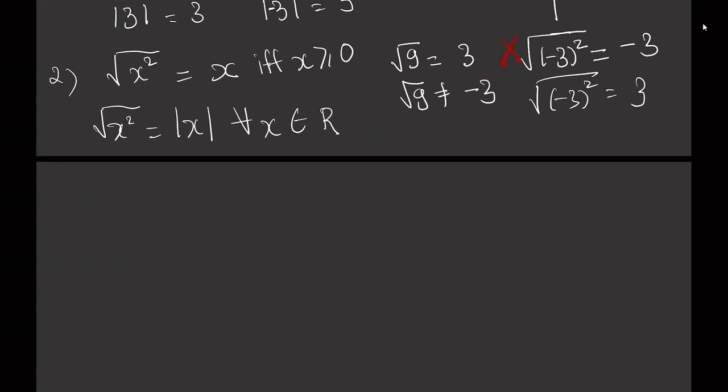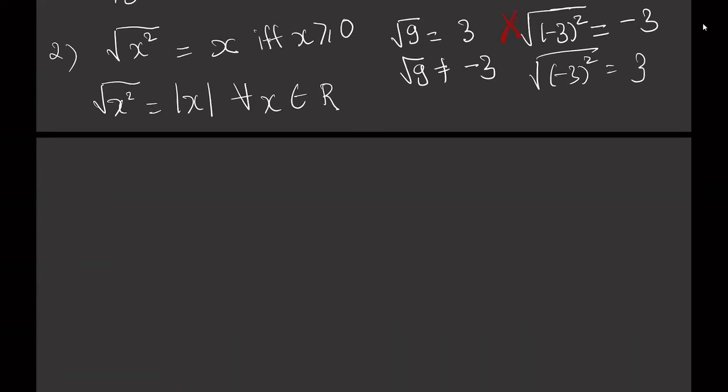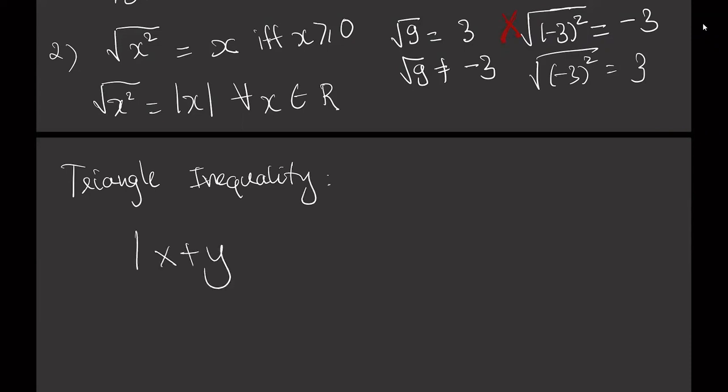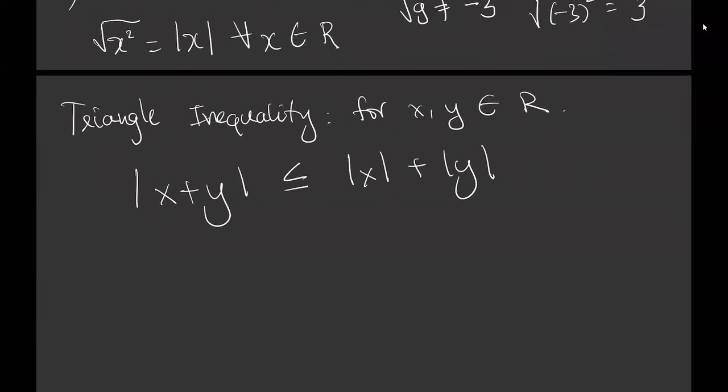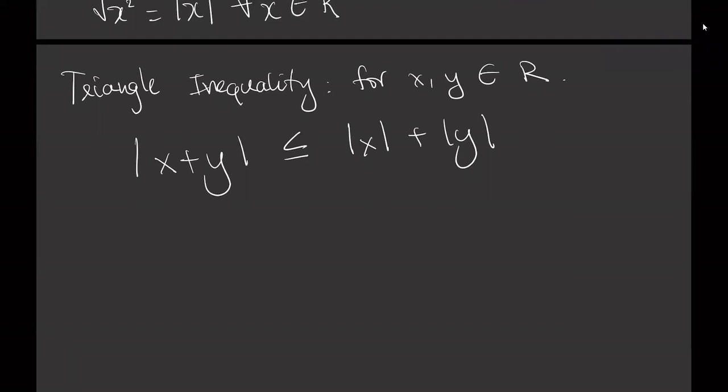Okay, so from that, we have the triangle inequality, which is the absolute value of the sum is less than or equal to the sum of the absolute values. This one is true for all real numbers x, y. I will tell you why it is called the triangle inequality. But if you just look at it, it doesn't have anything related to a triangle, right?